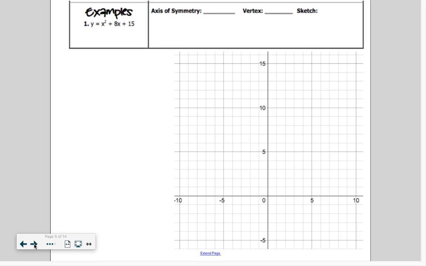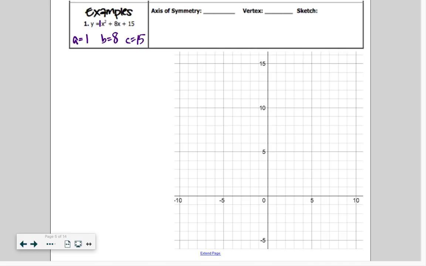It's in standard form. The first thing that I'd like you to do is label your A, B, and C. This is going to be a strategy that's going to help with a lot of quadratic stuff. Remember, there's a 1 in front of the x squared. So A is 1. B is the number in front of x. 8 is in front of x, so that's B. C is the number that's by itself, and it's 15.